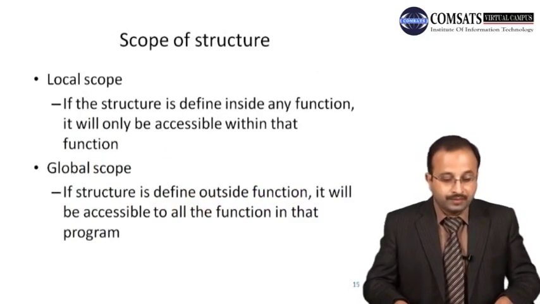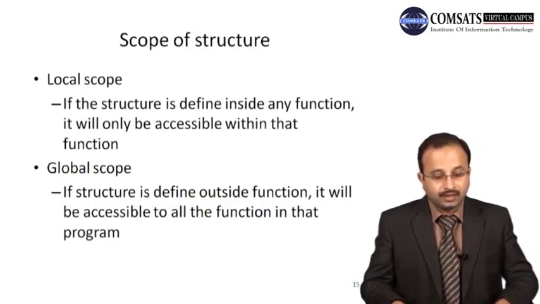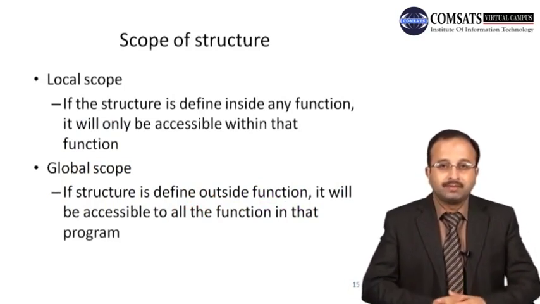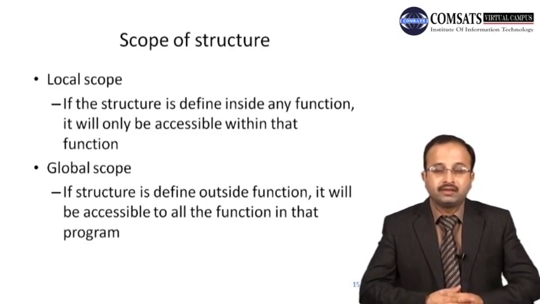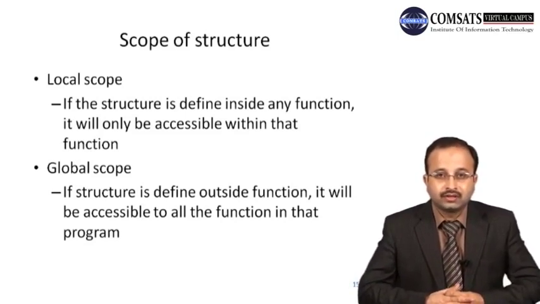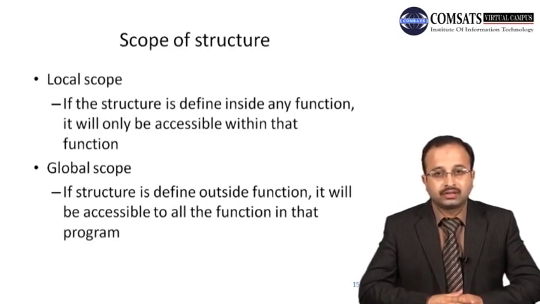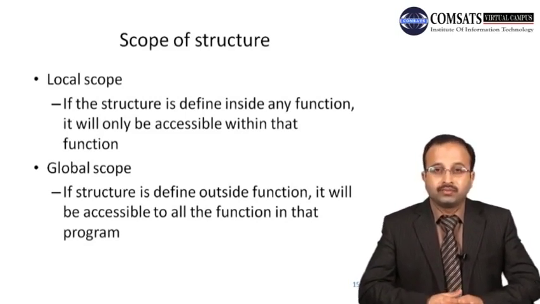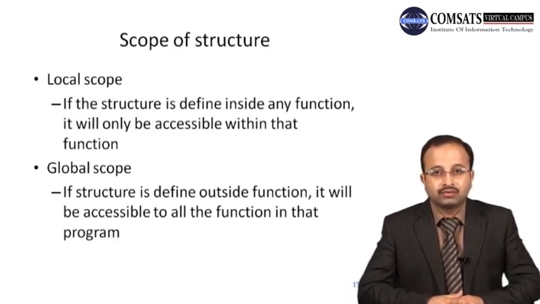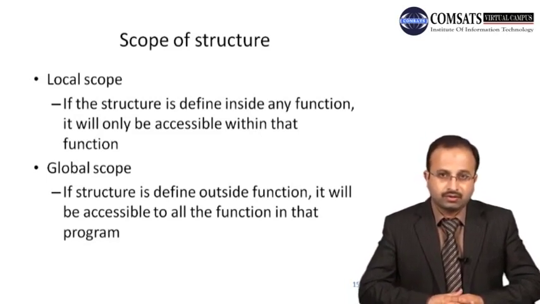Now, scope of structure. You can have a structure of local scope and global scope. This scope is the same as the scope of a variable. If I write the variable inside the main function, that variable is only accessible in that function. I can pass its value or its address to another function through a function call, but here I am not talking about the function call.